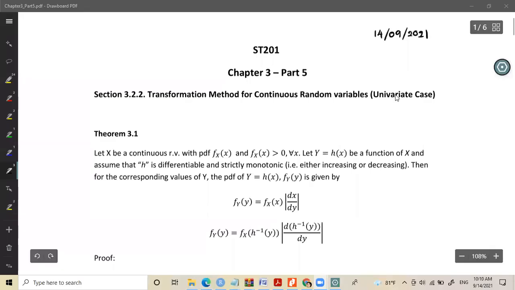Okay, this section is going to discuss the transformation method for continuous random variables, the univariate case. Only one variable, okay, univariate case. So here's the theorem.